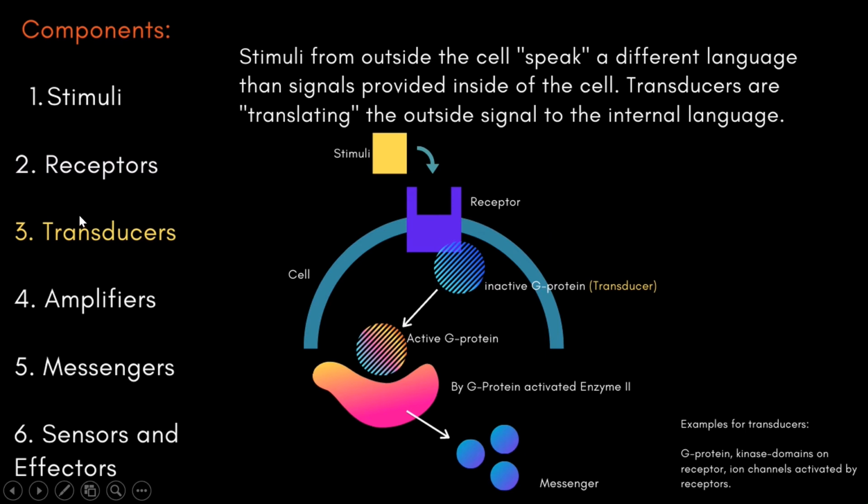Then we have transducers. What is a transducer? Well, when there's a signal coming from outside, there's a problem, because the stimuli from outside the cell speak a different language than the signals provided inside of the cell. Transducers translate the outside signal to the internal language of the cell. For example, we have this inactive G protein, which is activated by the stimuli from outside and then passes the signal inside the cell.